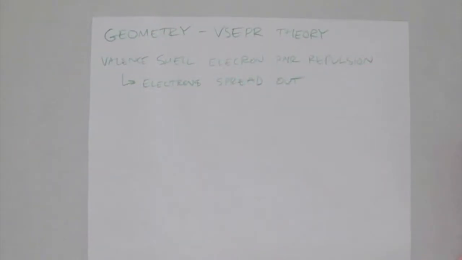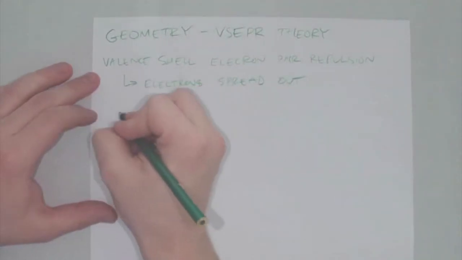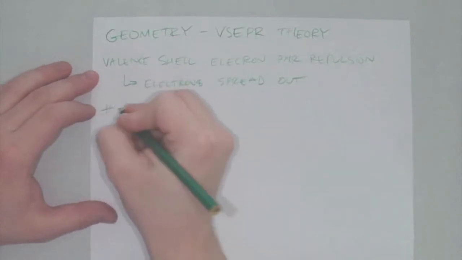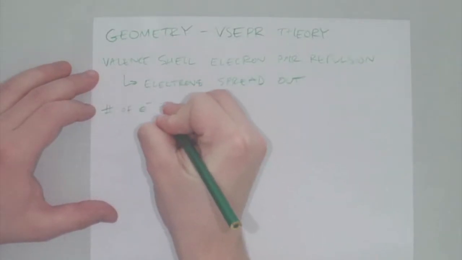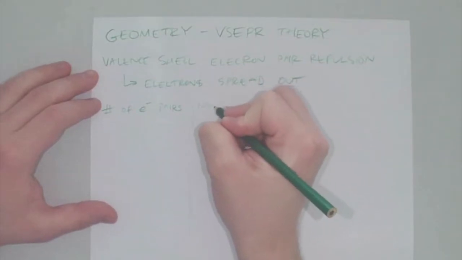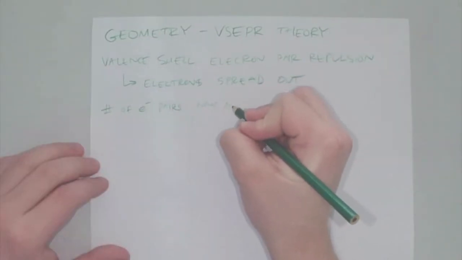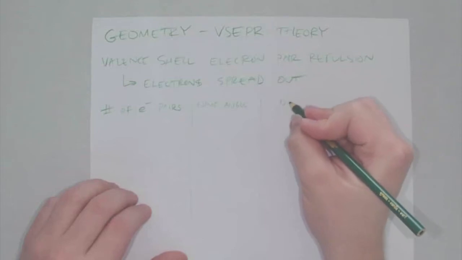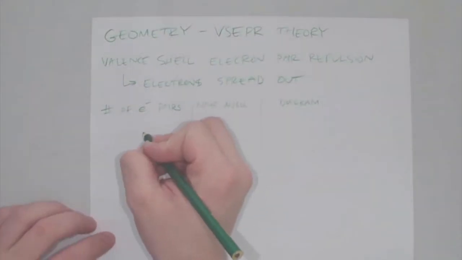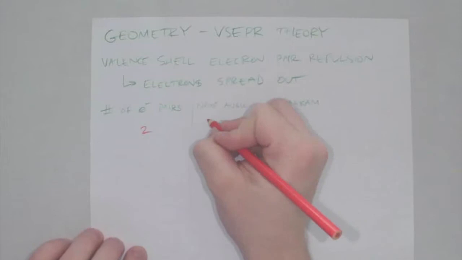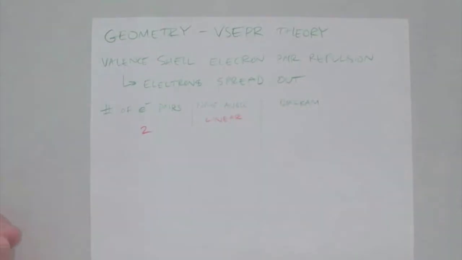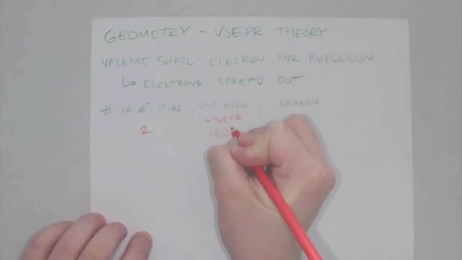So within VSEPR theory, we can look at the specific geometries of molecules that having different numbers of electron pairs will cause. So say we just start making a table where you have the number of electron pairs, what we call this type of geometry, the angle that's usually formed, an actual diagram. So say we have 2 electron pairs. This is known as a linear molecule, and just like any other line, we have an angle of 180 degrees.